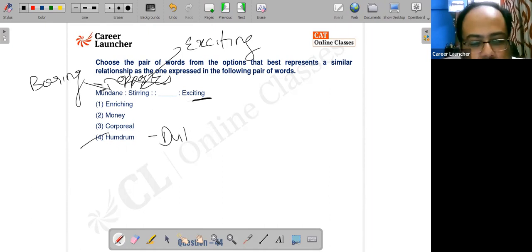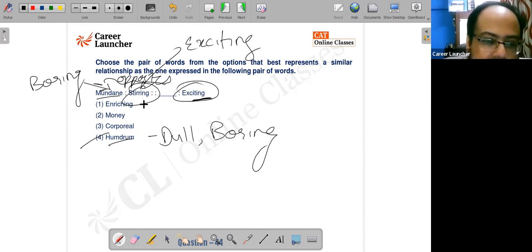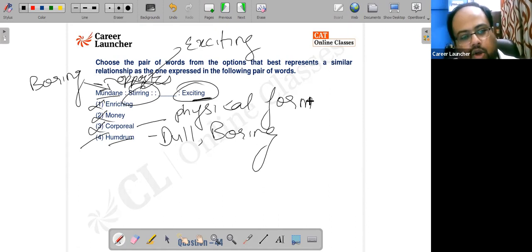Humdrum means something that is dull or boring. That is humdrum. Mundane is a negative word. Humdrum is a negative word. Stirring is a positive word. Exciting is a positive word. Enriching is a positive word, so it cannot be the answer. We are looking for something negative, something similar to mundane. Money has got nothing to do with all of this. Corporeal also has nothing to do with all of this. Corporeal, I had discussed in one of the earlier questions. Corporeal is something that has a physical form, physical in nature, maybe not spiritual. The answer is humdrum.